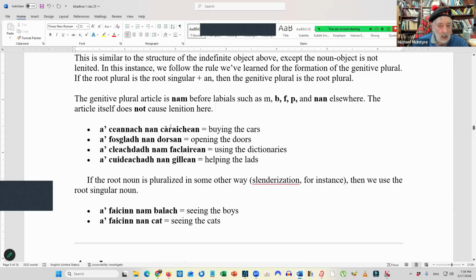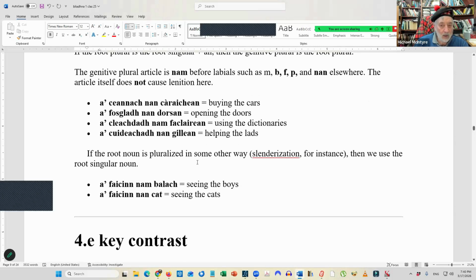So accountic non-conican, buying the cars, buying of the cars. A foslich non-dorson, opening the doors, opening of the doors. A klekich non-fachleren, using the dictionaries. A kuchikach non-gielen, helping the lads, helping of the lads.